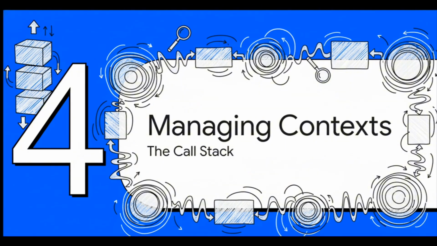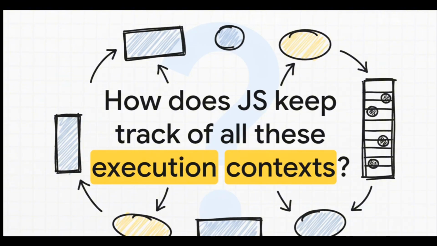Okay, so I know what you might be thinking. With all these contexts being created and destroyed, and what if a function calls another function, which calls another one, how on earth does JavaScript manage all of this without getting completely lost? Right? I mean, it seems like it could get incredibly chaotic really fast. You could have contexts nested inside of other contexts. There's got to be some kind of system to manage the madness.